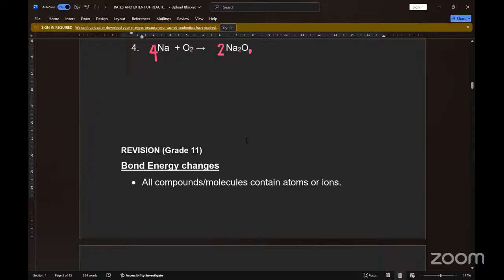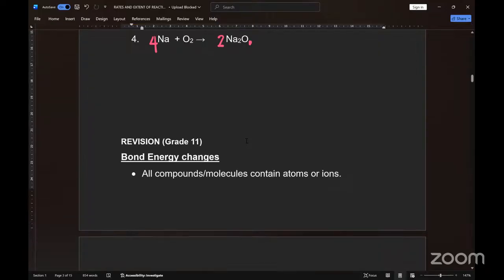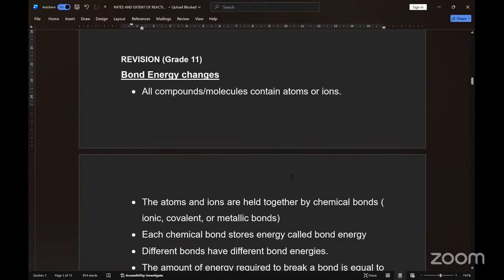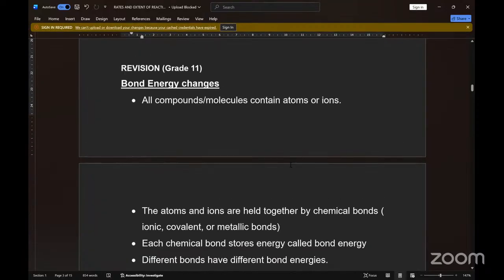So we move to the grade 11 stuff. Now, let me quickly say that some of the content or the information in grade 11 would appear in matric. So don't ignore it. The real stuff starts from grade 11. So we are going to start with what we call bond energy. Now, we know that every substance, whether it is a compound or a molecule, contains atoms and ions. Those are the constituents, okay?